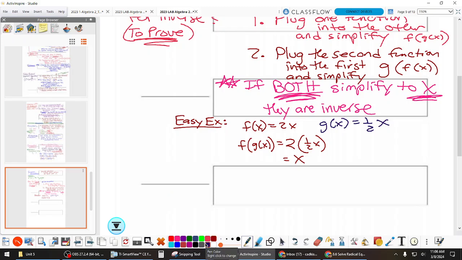Okay. Now let's do the other version. G of f of x means plug f into g. What's a half of 2? 1. So that's just x. Okay. So see how they both simplified down to x? Okay. Now, of course, your functions will be more complicated than these, but same concept.